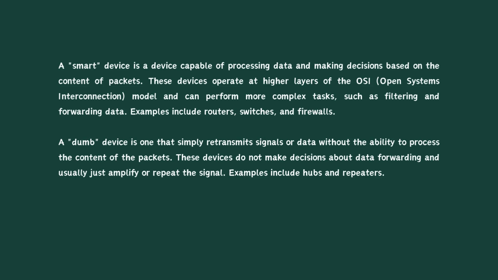A dumb device is one that simply retransmits signals or data without the ability to process the content of the packets. These devices do not make decisions about data forwarding and usually just amplify or repeat the signal. Examples include hubs and repeaters.